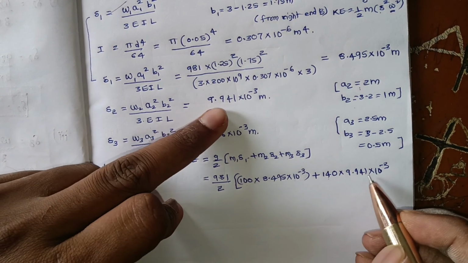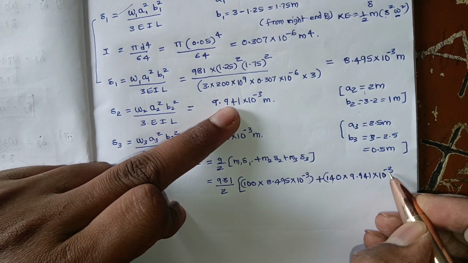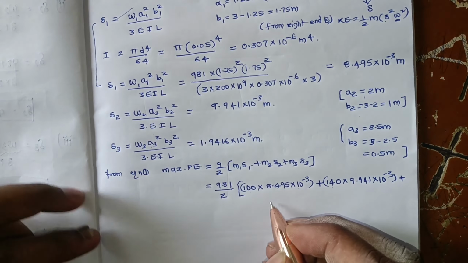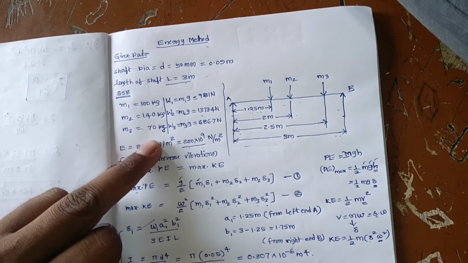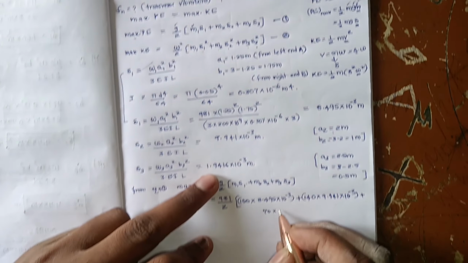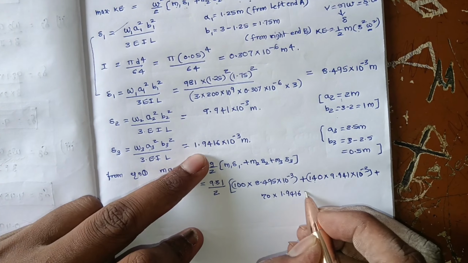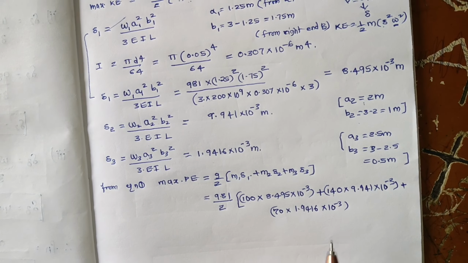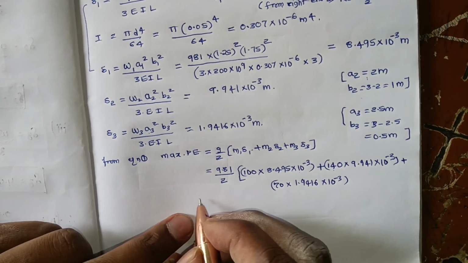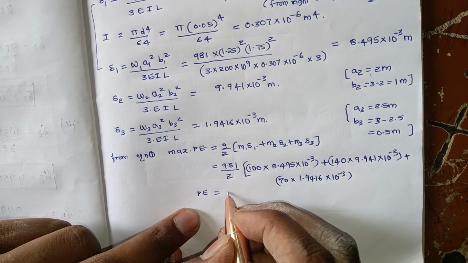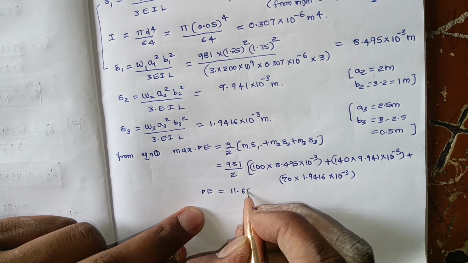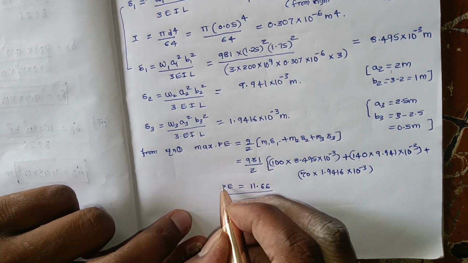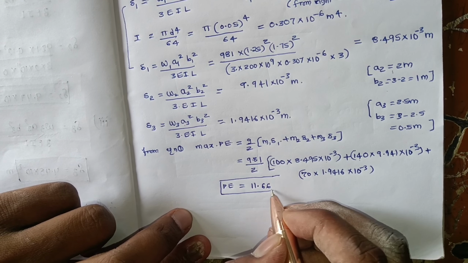Here delta 2 is 9.941 × 10^-3. Similarly, you have to add M3 times delta 3, that is 70 times delta 3, 1.9416 × 10^-3. After that finally we will get the answer, that is PE equal to 1166. We will get this value, the potential energy.